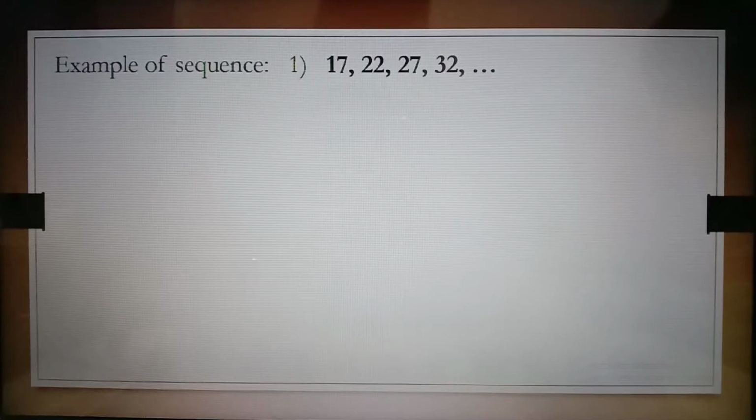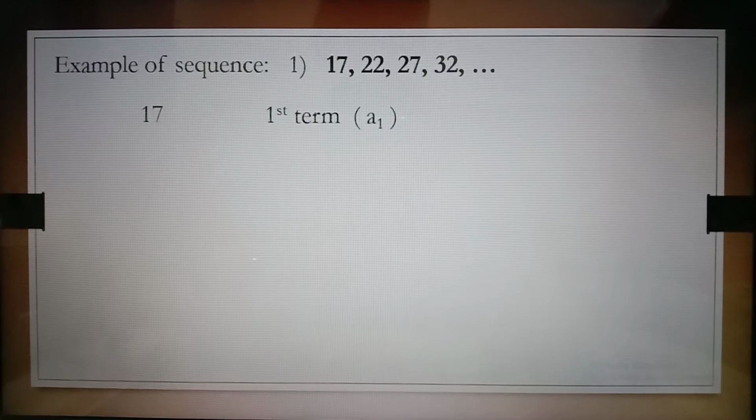We have 17, 22, 27, and 32, and so on and so forth. 17 is our first term or a sub 1. 17, which is the first term, plus 5 equals 22, which is the second term.